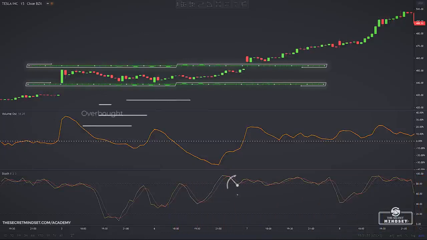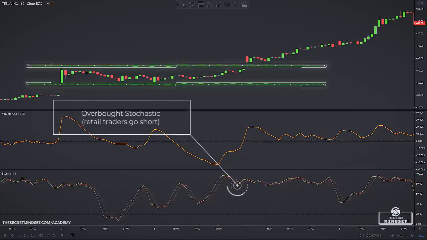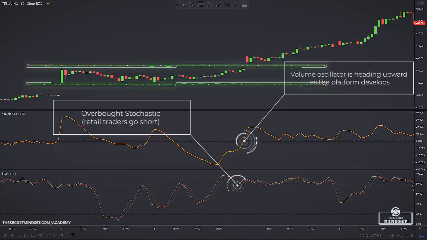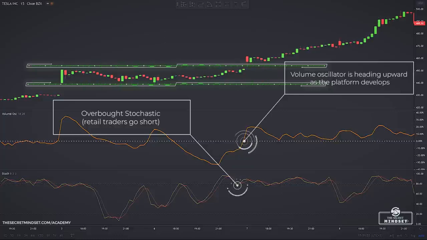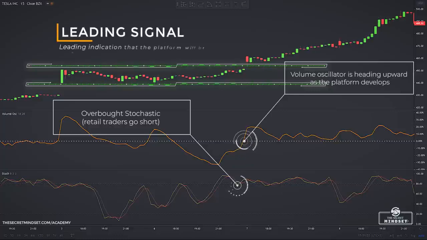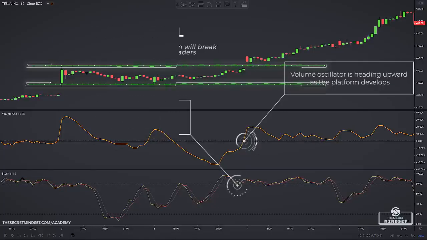Stochastic oscillator is dropping below its overbought 80 line, while the volume oscillator is heading upward as the platform develops. This creates a divergence pattern between the stochastic and the volume oscillator. This pattern is a leading indication that the platform will break to the upside, which can be a critical piece of information for position and swing traders.